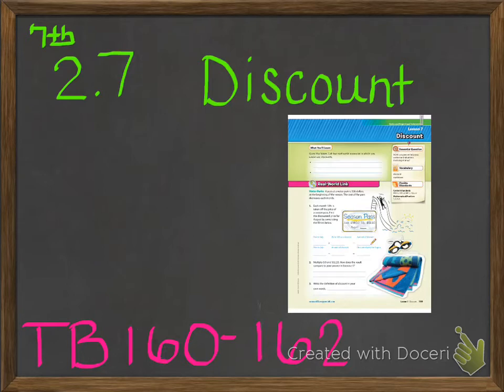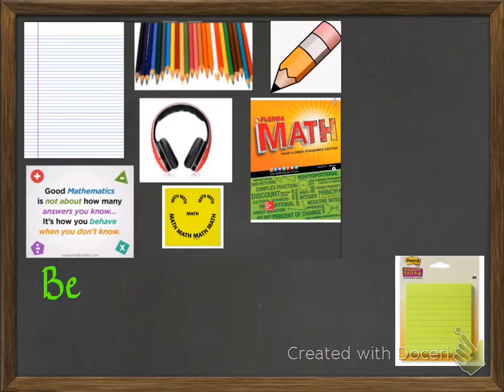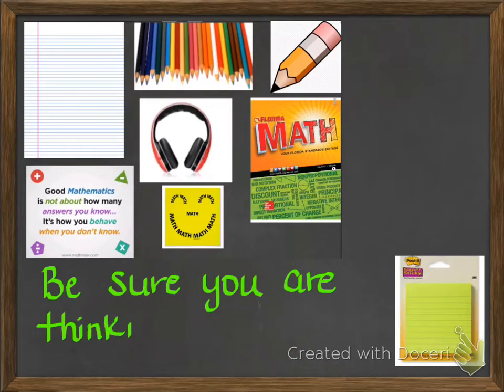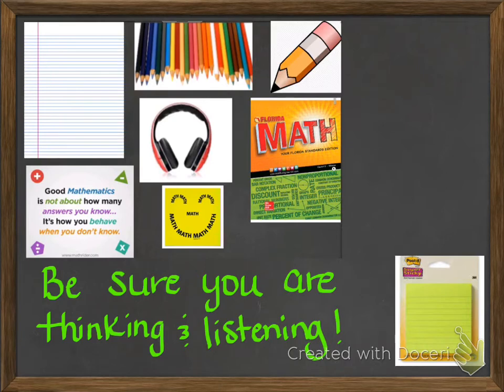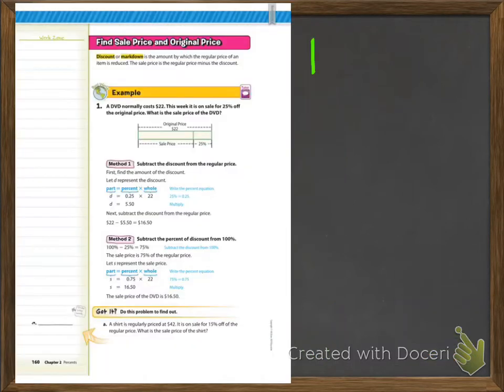You want to make sure that you're following along with me as I go through the examples. You want to be sure that you are thinking and listening while you're doing this work. Some of this work is confusing. You want to definitely make sure you have colors. Many of you have been really slacking on the colors. You need to be using colors, especially with this section. Okay, so let's get started.